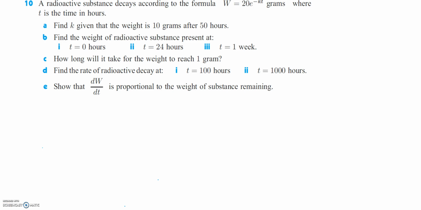Okay, let's have a look at this first one. Looks like a rates question. Got our formula here. Find k, given that the weight is 10. Okay, so we'll start being nice and neat. We write our formula.